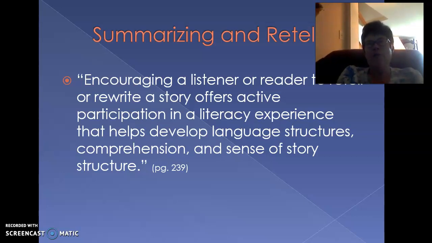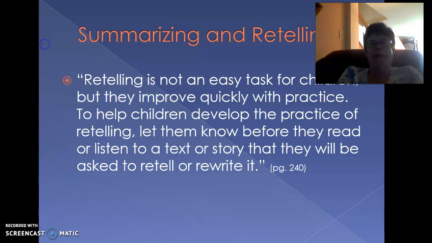If we're having them listen to a story being read, we need to have them read the story as well. We need to balance our literacy in that manner. Summarizing is a really tricky thing to teach because it depends on how deeply the kids are going to go into the story and into the retelling. Retelling is not an easy task, but they can improve with practice.